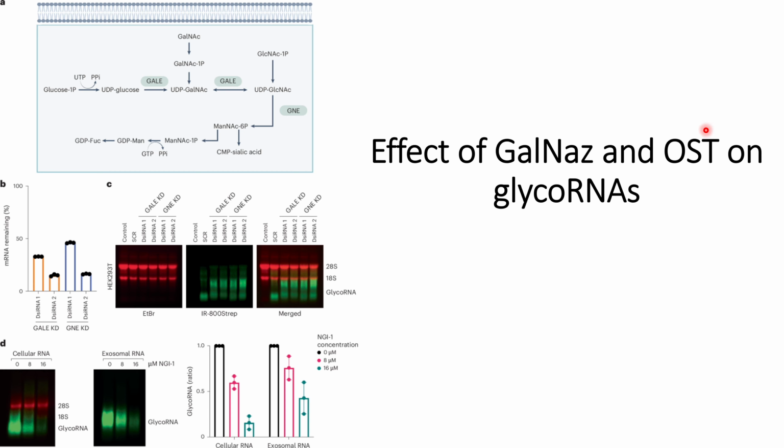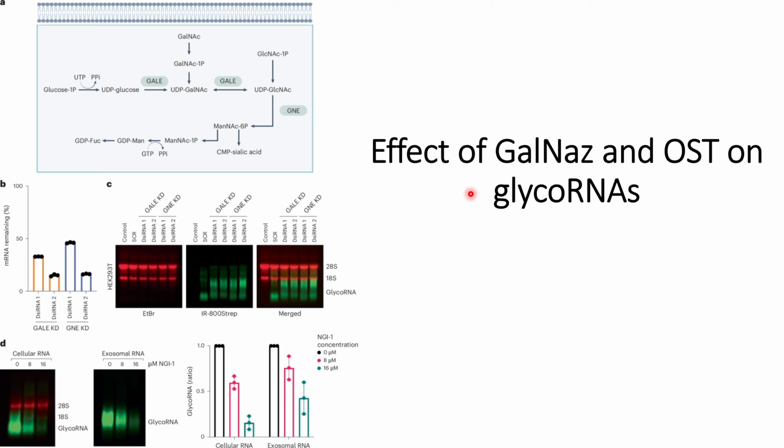OST is the enzyme that helps in the endoplasmic reticulum to transfer the sugar molecule precursor, that is glucose 3 mannose 9 and GlcNAc 2, onto the NXS/T site of proteins. So if we inhibit that enzyme, will it affect the glycoRNAs? And also, if we do some competitive reactions against this GalNAz, will that also affect the glycoRNAs or not? That we will check in this video.